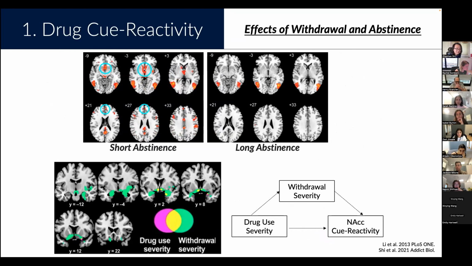Oh, interesting. Just to be clear for the students, a mediator analysis speaks to causal links. So drug use severity is causally linked to withdrawal severity, which is causally linked to Cue-Reactivity. And so that's an indirect effect. In other words, it's mediated by withdrawal severity. So the more drug use there is, the more likely someone is to have withdrawal, and the more likely they are to have Cue-Reactivity. Is that a fair summary, Zhenhao?